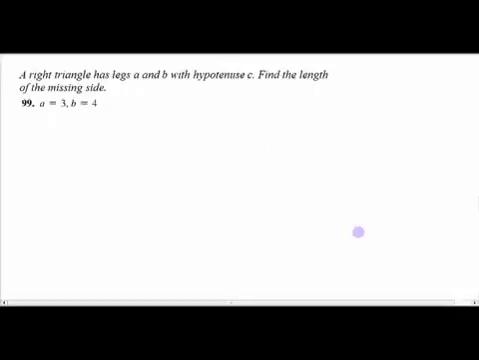A right triangle has legs A and B with hypotenuse C. Find the length of the missing side. So here, we don't have a picture, but we can go ahead and draw one on our own. Here's our right angle, and we have legs A and B. Remember, the legs are the sides that make up the right angle. And we have to find the hypotenuse, which we know is C.